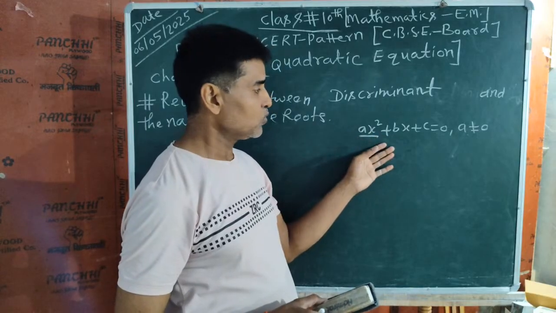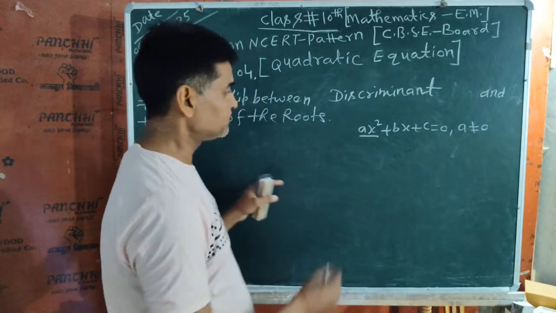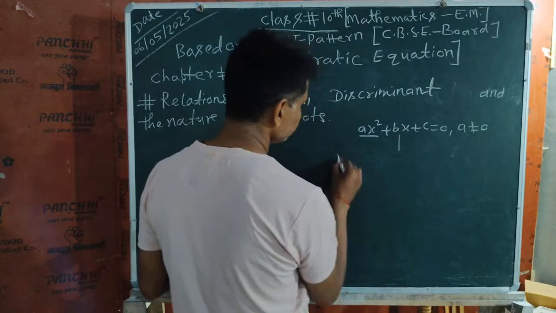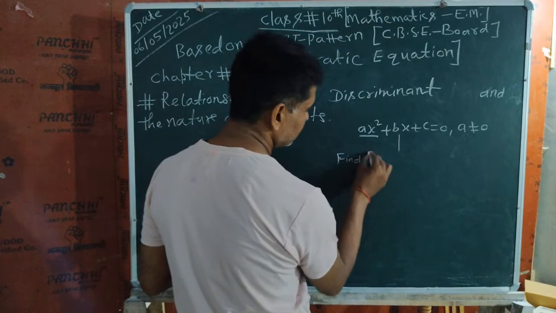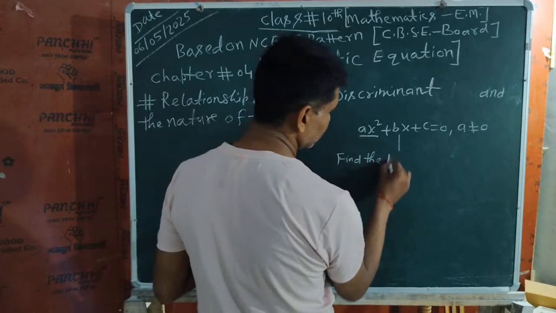So here we will get the value of D. Here I will write: find the discriminant.